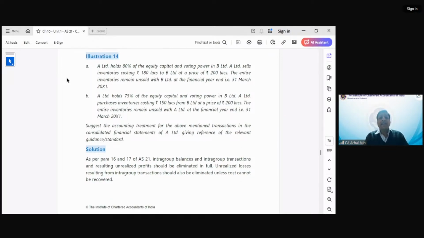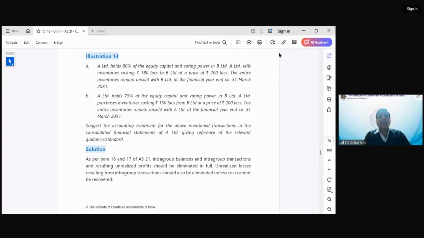A holds 80% equity shares voting power in B. So that means A is holding B as a subsidiary. A sells inventories costing 180 lakhs to B Limited at a price of 200 lakhs. Hardik, I'll come to your point. I think you'll get the clarity in this example. So there is a sale of inventory from A to B from 180 to 200 lakhs. So what is the amount of profit which has been loaded in this sale? Tell me quickly. 20 lakhs. Larry says 20 lakhs. Very good.